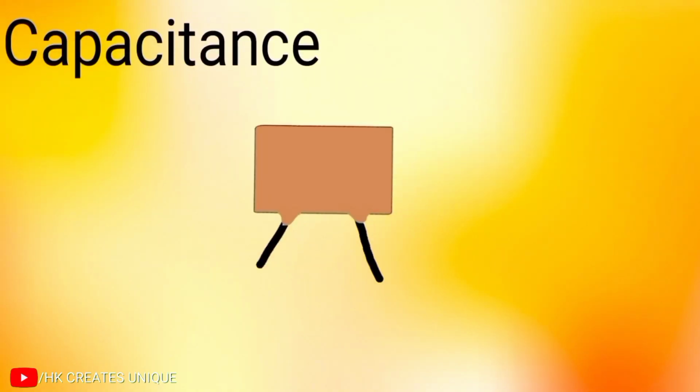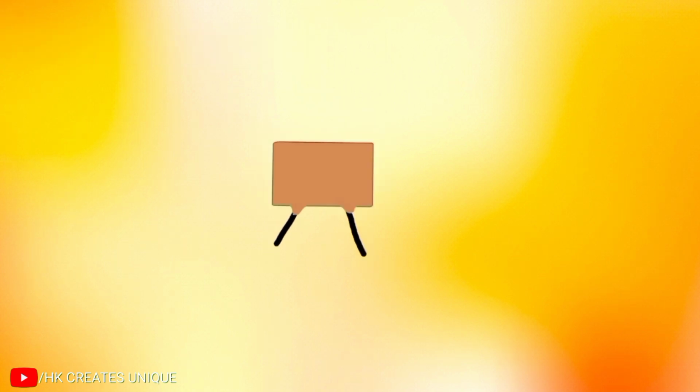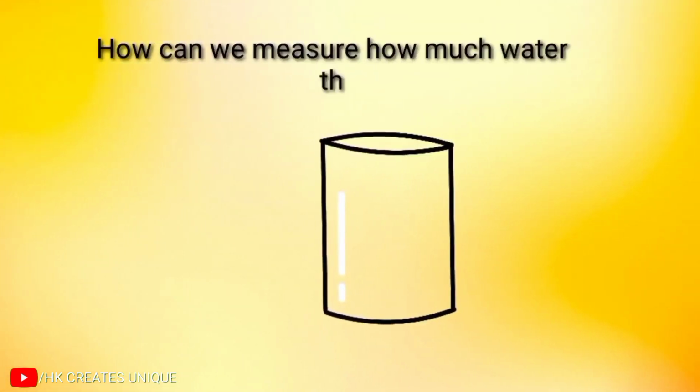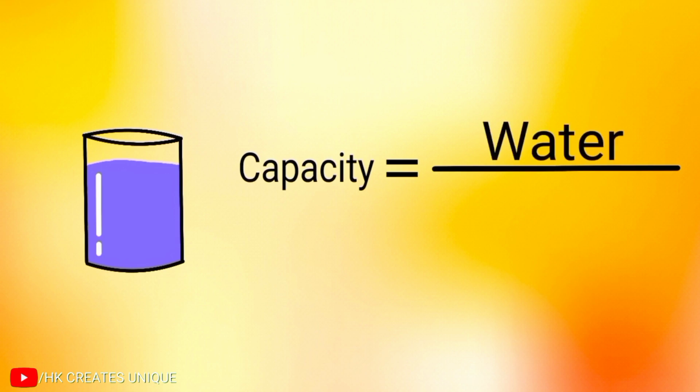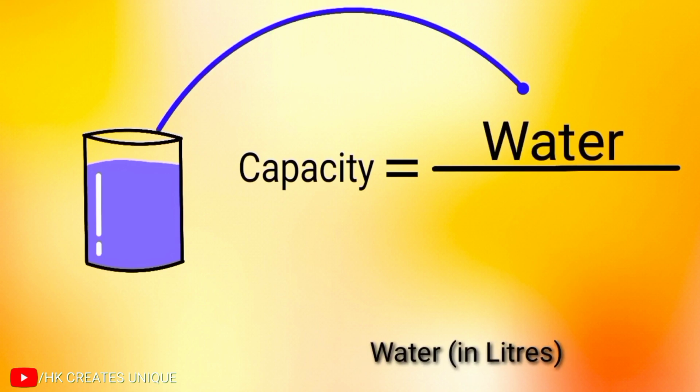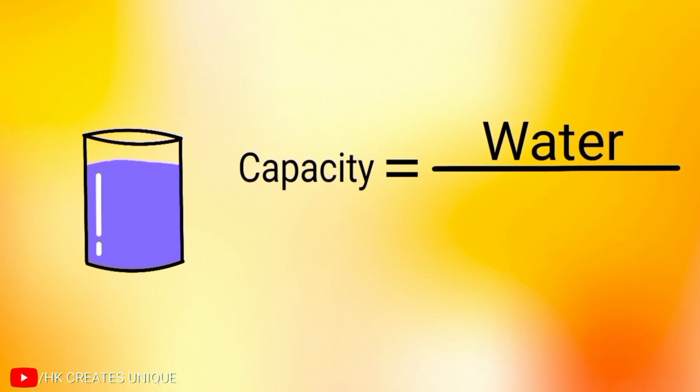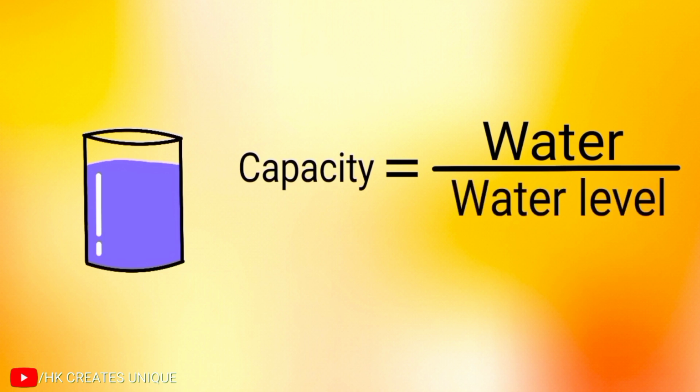Capacitance is the measure of how much charge a capacitor can store in a voltage. Let's take an example. Consider this small bucket. How can we measure how much water this bucket can store at a certain water level? Well, we can do simple math like this. Capacity of the bucket to store water equals water stored in the bucket in liters divided by water level in meters.